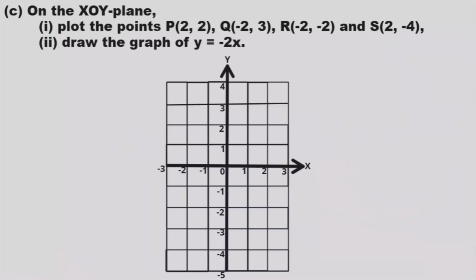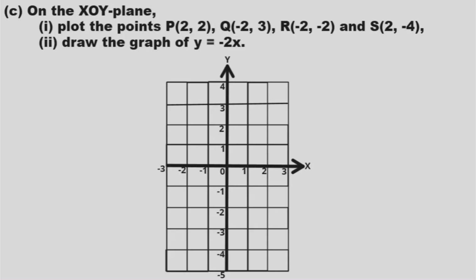Question 8C was as follows. On the x-y plane, plot the points P (2, 2), Q (negative 2, 3), R (negative 2, negative 2), and S (2, negative 4). Okay, so that is the first question. Before we go to the second question, let's deal with the first question, which is to plot those points.